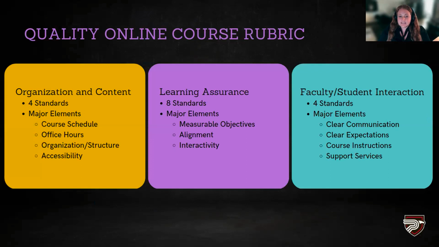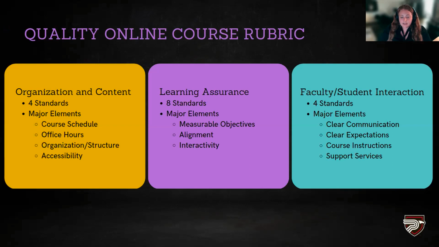All right, so let's take a look at our rubric. We split our rubric into 3 sections so we could chunk it a bit. Our first section is focused on organization and content. We have 4 standards, and our major elements there are the course schedule, making sure that we have office hours available to our students, the organization and structure of the course, and also looking at that accessibility piece.